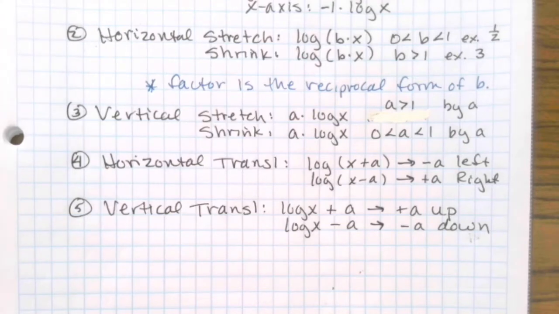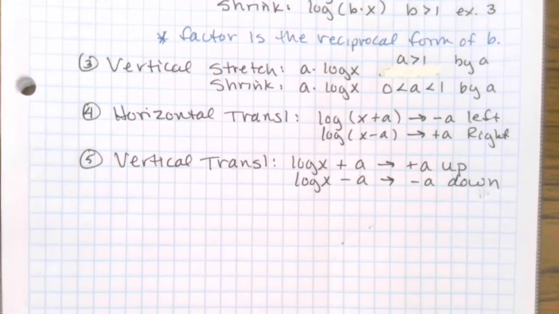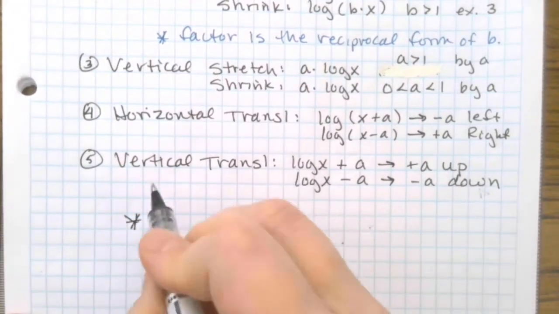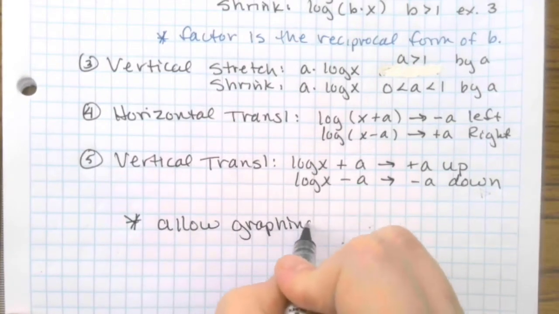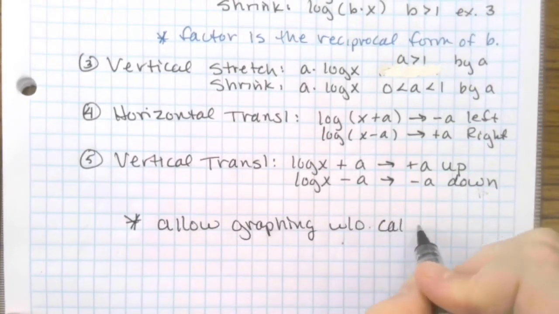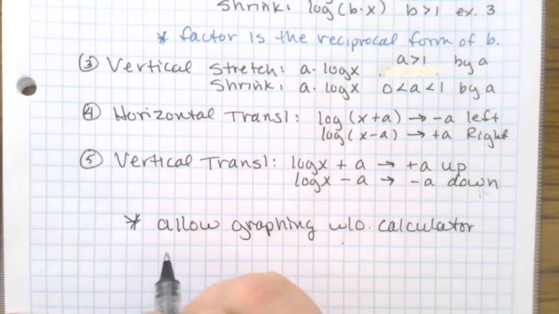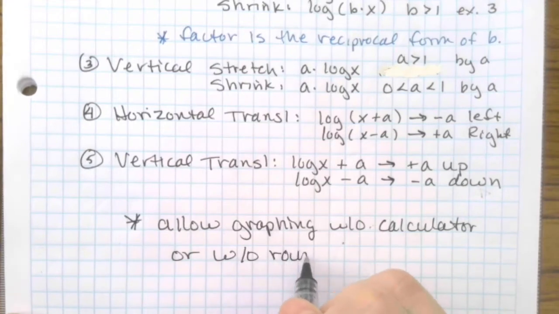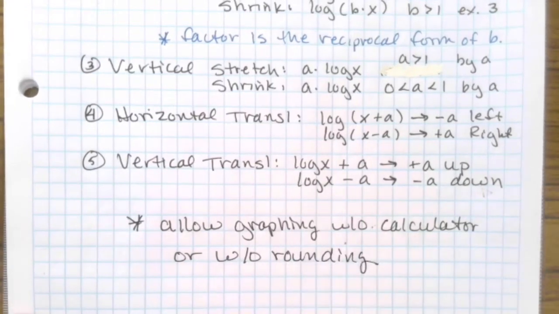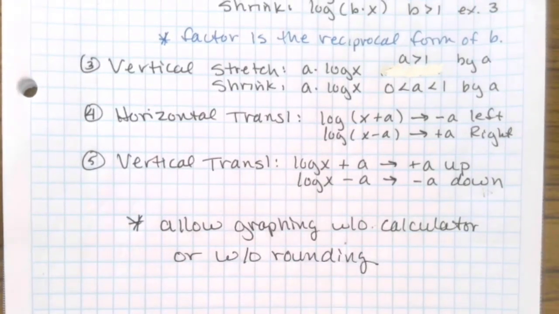And transformations, why were we interested in transformations? We're interested in transformations because they allow graphing without a calculator or without rounding. And as we all know, our calculators round everything. So if we want to actually graph with exact numbers, we have to use transformations. So nothing is rounded when we get to the points.